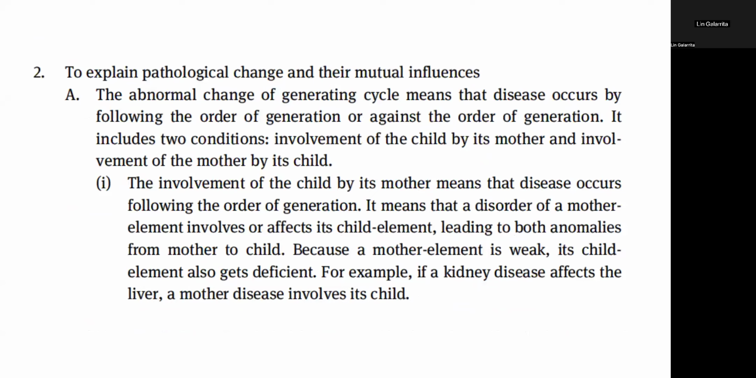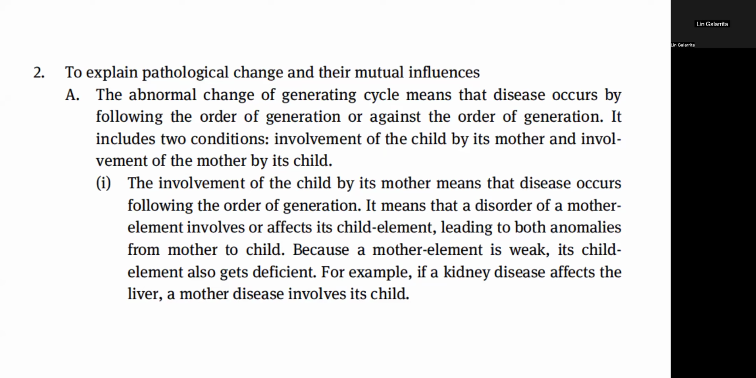The third function is to explain the pathological change and their mutual influences. First, we discuss the abnormal change of generating. The abnormal change of the generating cycle means that disease occurs by following the order of generation or against the order of generation. It includes 2 conditions: involvement of the child by its mother and involvement of the mother by its child.